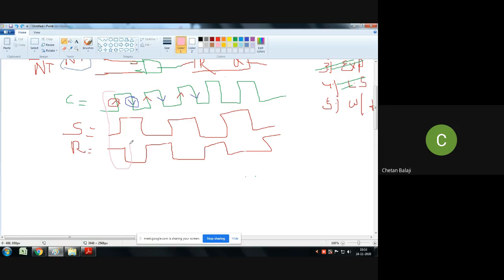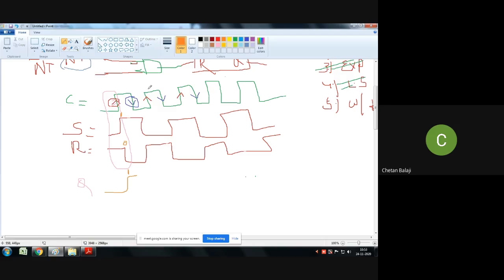You should change the output at the same point. At this point you have to check what is S and what is R. At that point your S is 1, R is 0. Therefore my Q goes to 1.